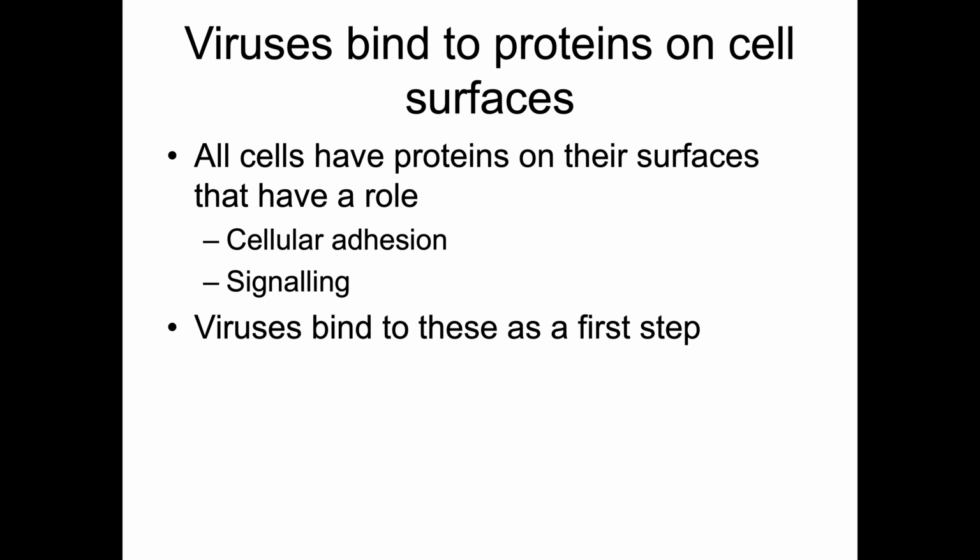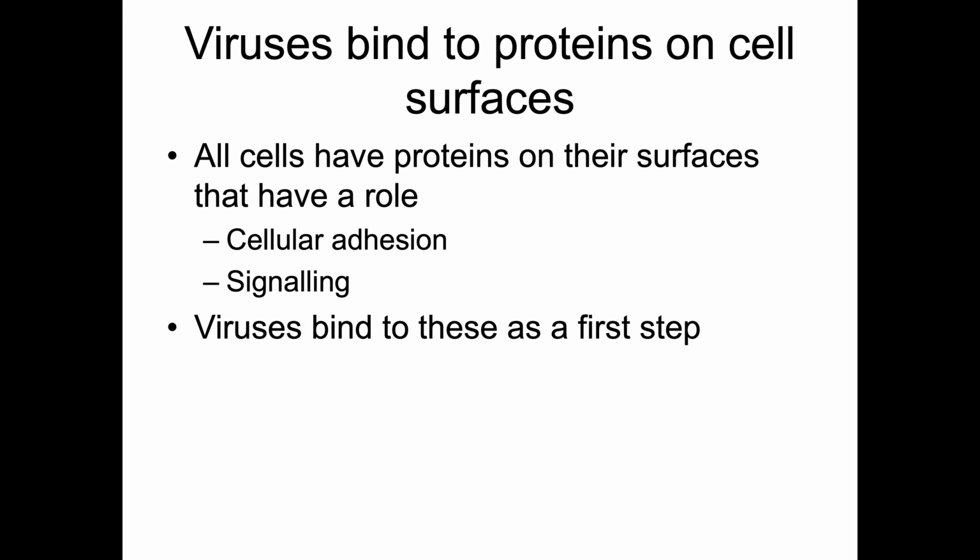Now, just a little bit more. When a virus gets in there though, it doesn't just stick to any cell. It binds to a protein on the surface of that cell, and it has the same idea like a ligand and a receptor. And all cells have proteins on their surfaces, and those things have a role. It can be as simple as cells sticking to each other, cellular adhesion. So viruses that cause the cold will stick to some of those. They can be involved in signaling. And viruses bind to those proteins as a first step.